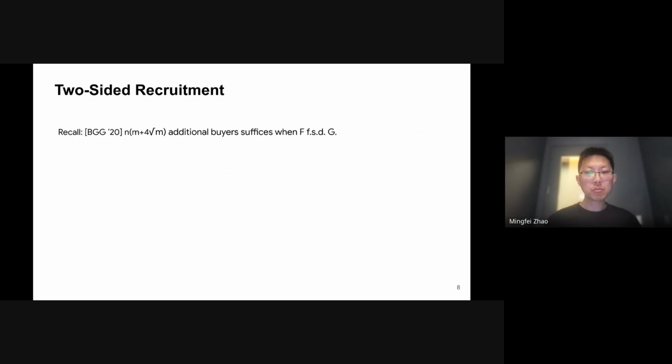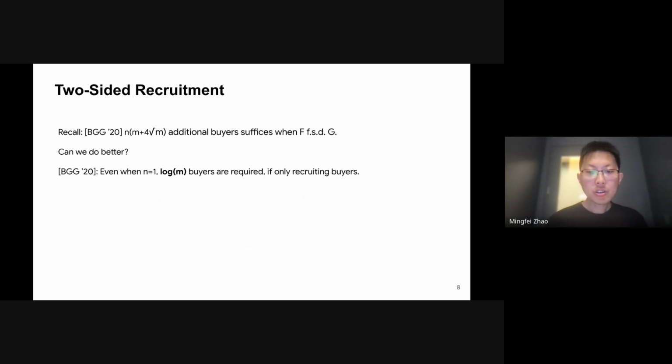Coming back to the upper bound in prior work under the stochastic dominance assumption, the bound here is on the order of n times m, right? So the question is, can we do better? It turns out in the same paper, they also showed a lower bound even in this single seller setting. They show that you need at least log m buyers to beat the opt gains from trade for any prior-free mechanism. This kind of lower bound basically rules out the existence of any constant result.